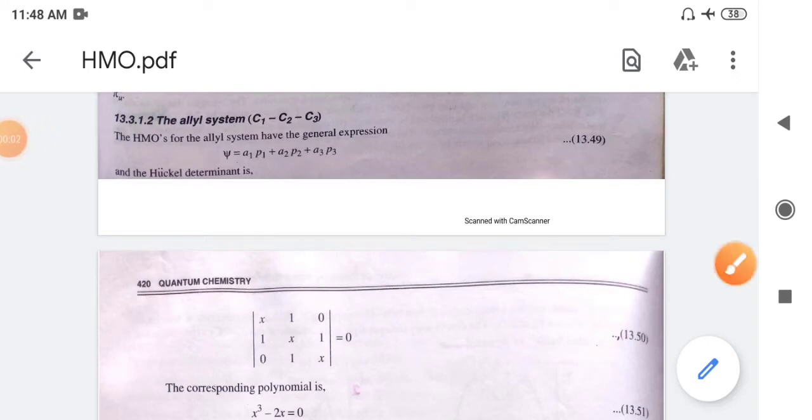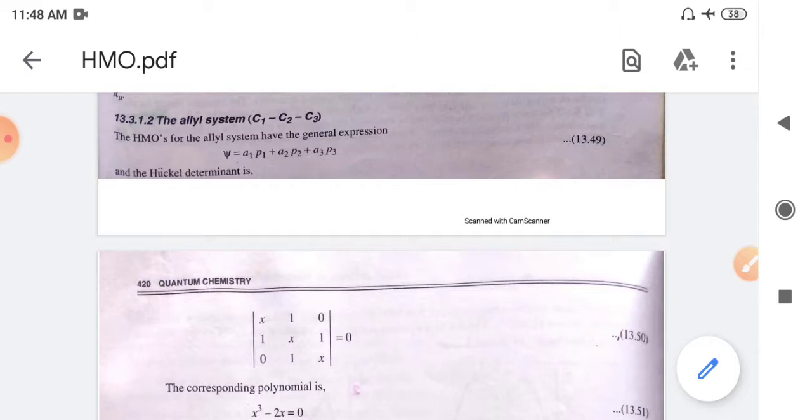Welcome back. The next molecule is the allylic system, or the propylene system. In this system, we will try to have detailed knowledge of odd numbers of carbon atoms. So HMO can also be applied for odd numbers.